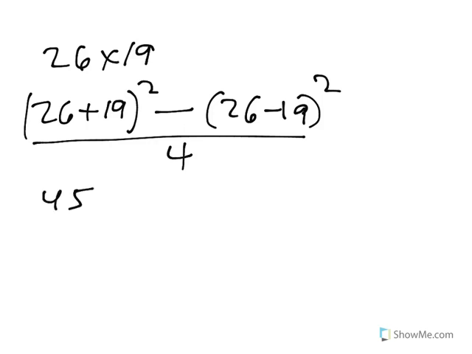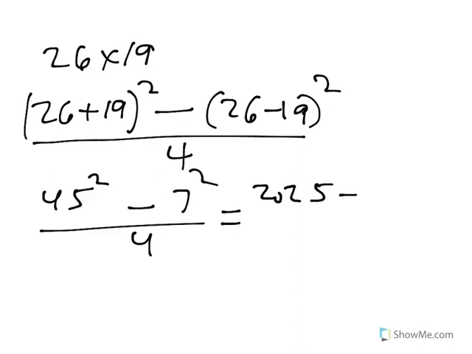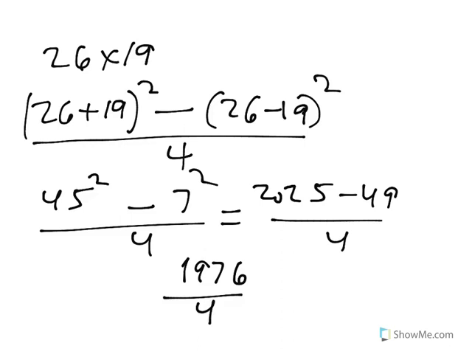26 plus 19 is 45. So 45 squared minus 7 squared, over 4. And if we have a table of squares, and I'm doing this all in base 10 now, 45 squared is 2,025. 7 squared is 49. When you subtract, you get 1976, and then when you divide that by 4, you get 494, which is the answer. If you do 26 times 19 on a calculator, you do get 494.